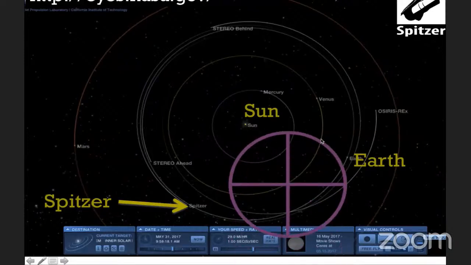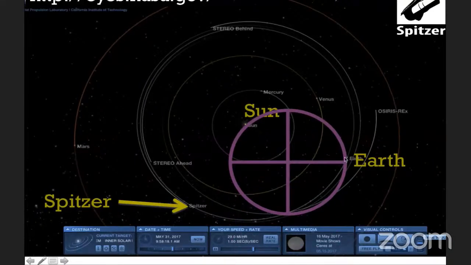But look at the distances here. This right here is a circle. The diameter of this is the distance between the Earth and the Sun. But look, Spitzer is farther away from Earth than the Sun is. So it's a long haul now. It takes a very long time for light to travel between Earth and Spitzer and back again.